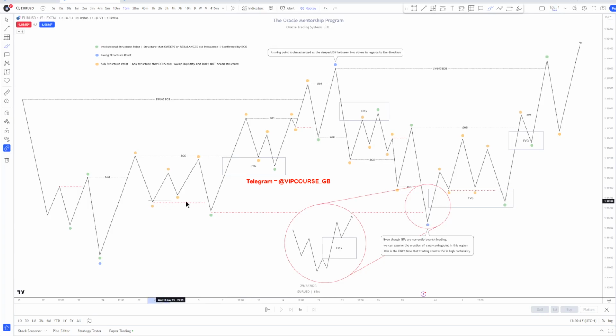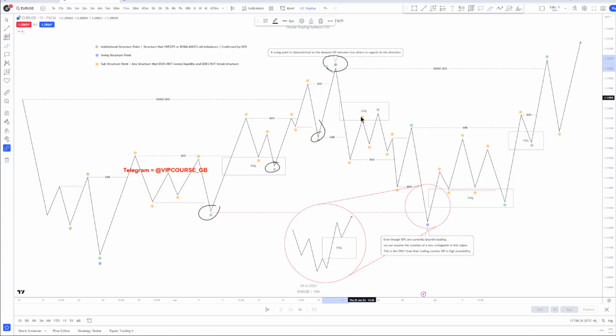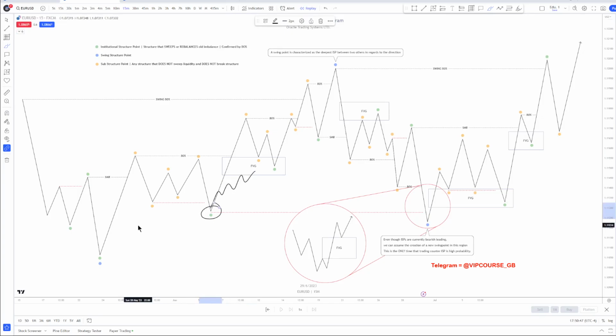But when we're looking at institutional structure, we can look at areas where they're likely to develop and call them unconfirmed institutional structure points and then trade in that direction. Okay? And that is really what our whole model is about. It's about trying to figure out where institutional structure points will form and then trade them as they develop. But if there's no break of structure and we start pulling up, this is still considered a substructure point, okay?